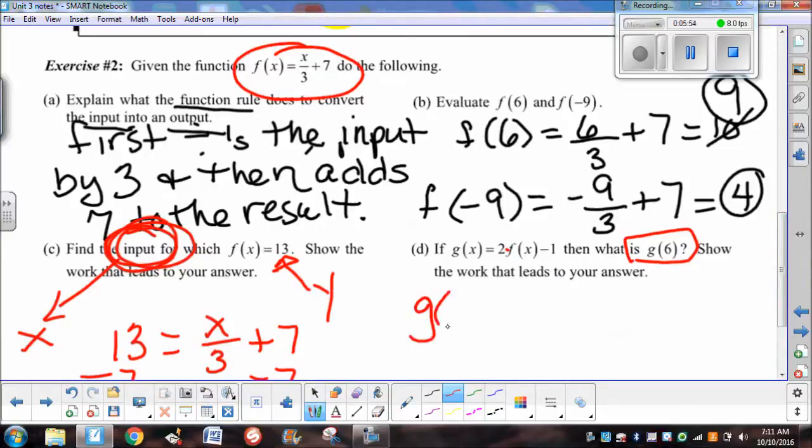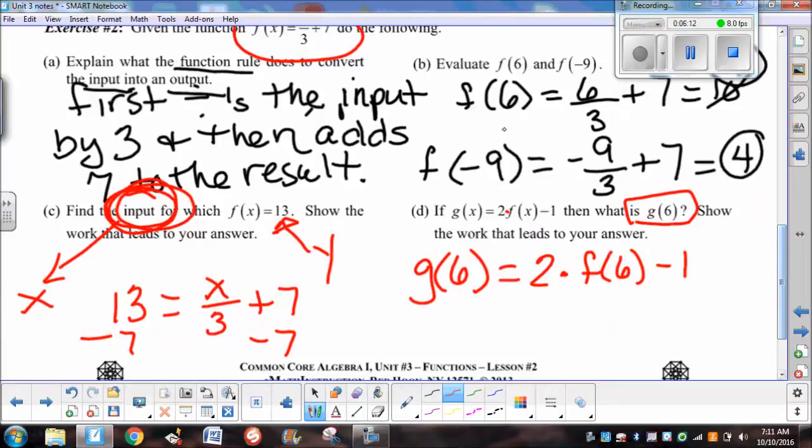So g of 6 is equal to 2 times f of 6, which we don't know right at this moment, but we do because we did it up here. Oh, look at that, in B. So let's continue on. Let's continue to show our work.